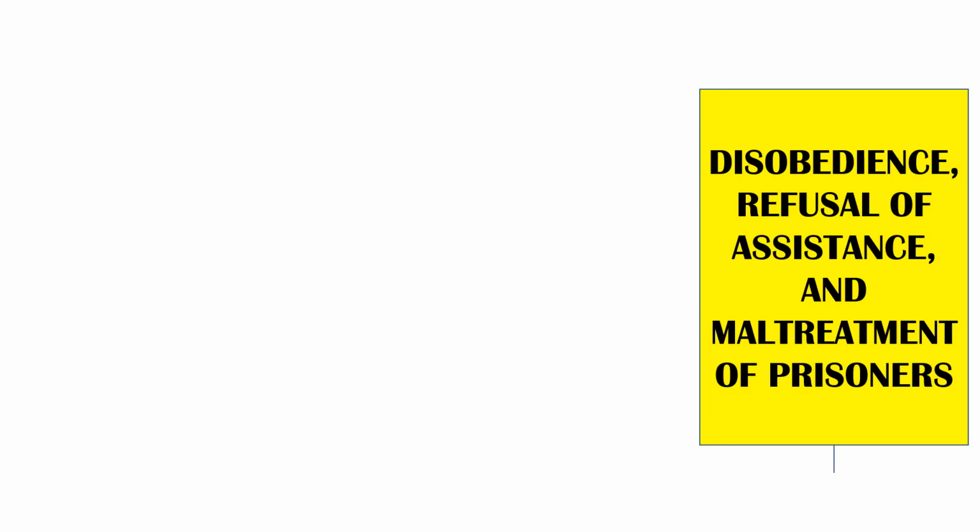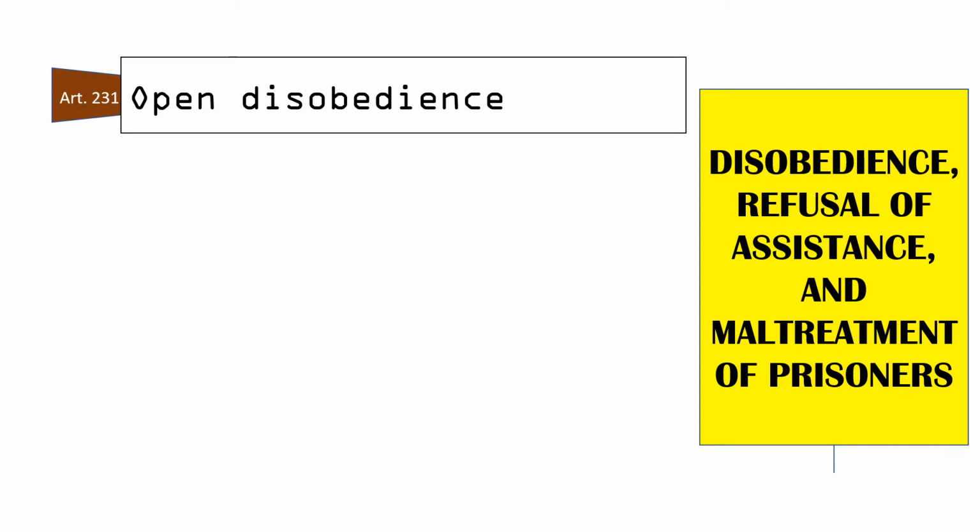So let's go now to disobedience, refusal of assistance, and maltreatment of prisoners. So this is chapter 6 of Title 7. So what are the specific articles? Well, let us start with Article 231, that is your open disobedience.